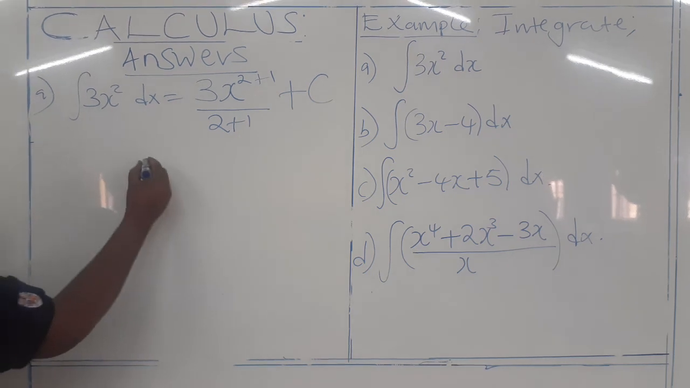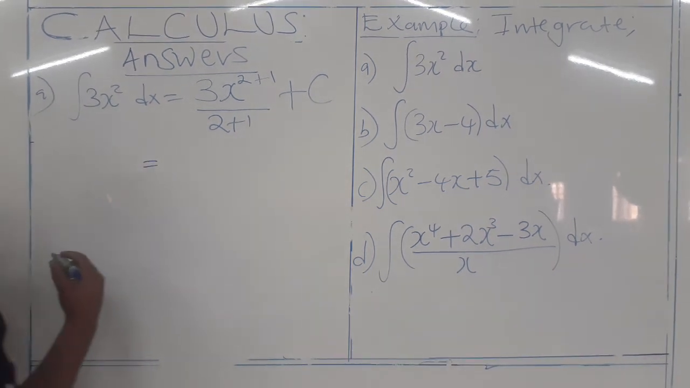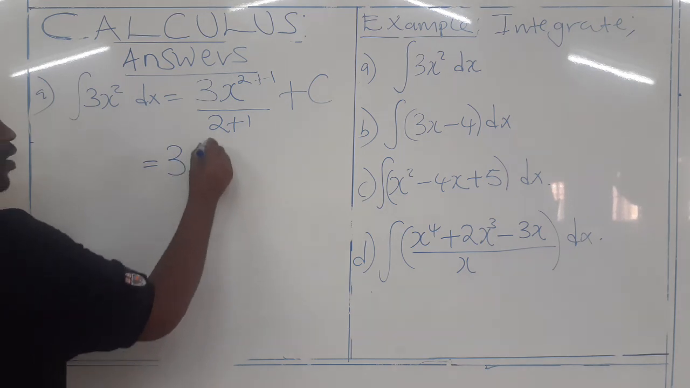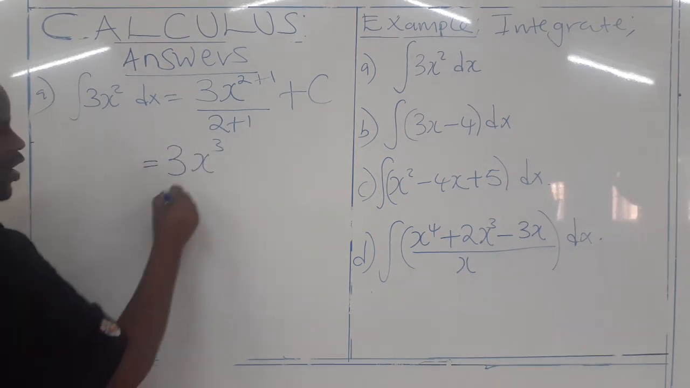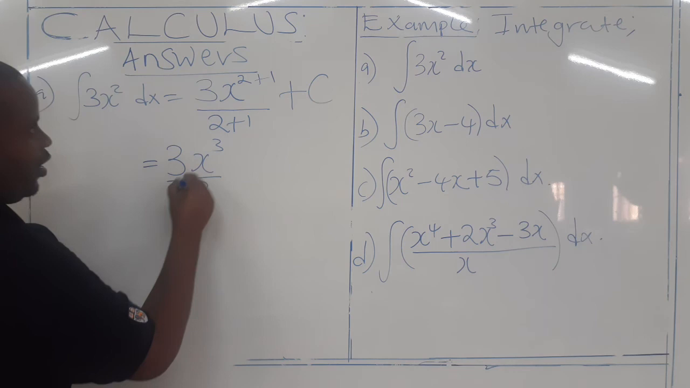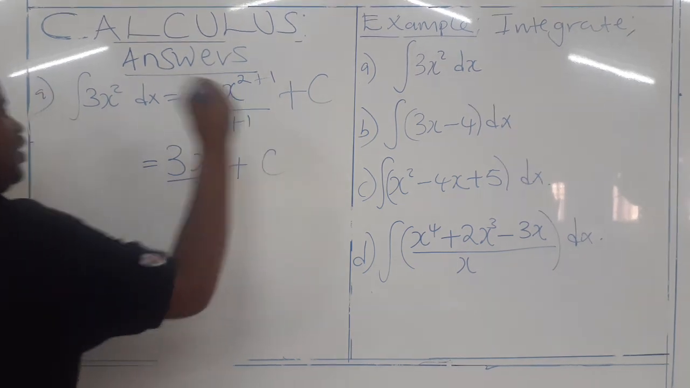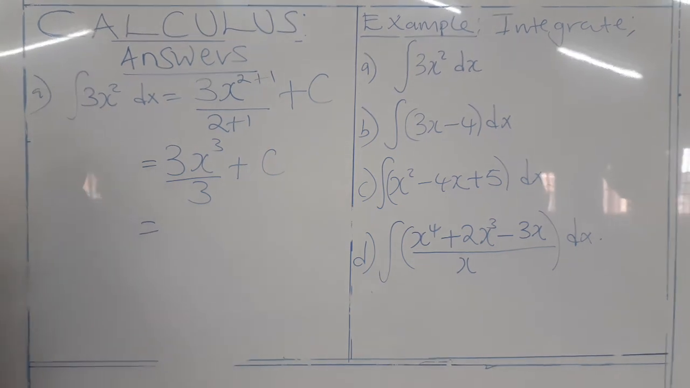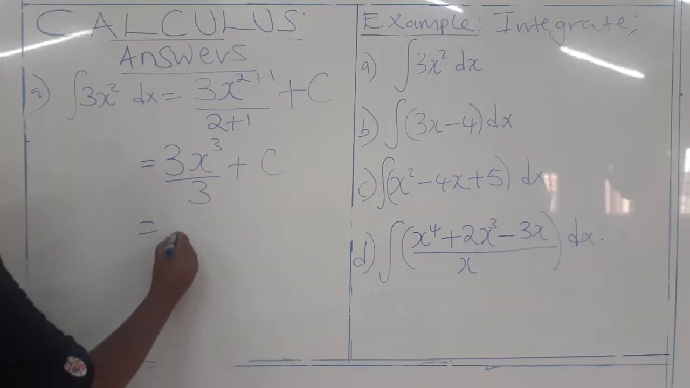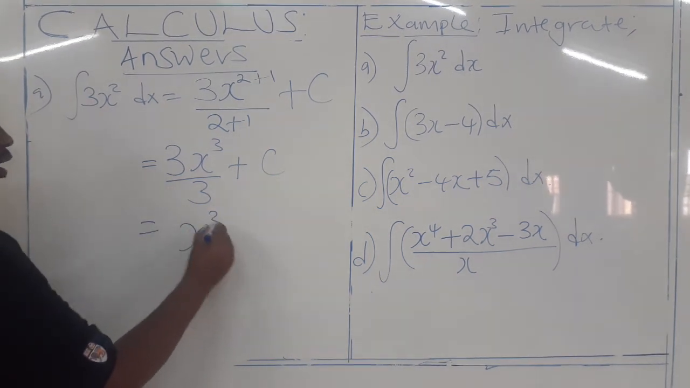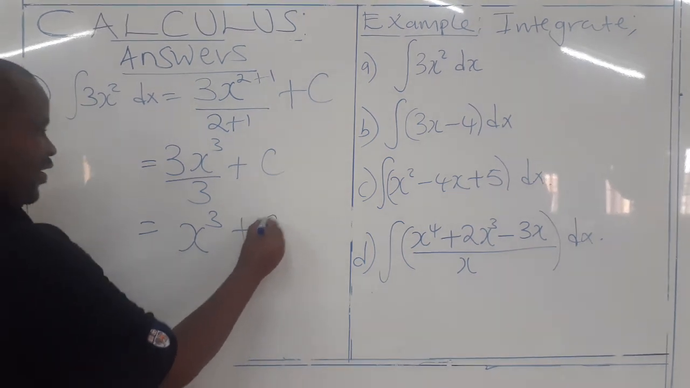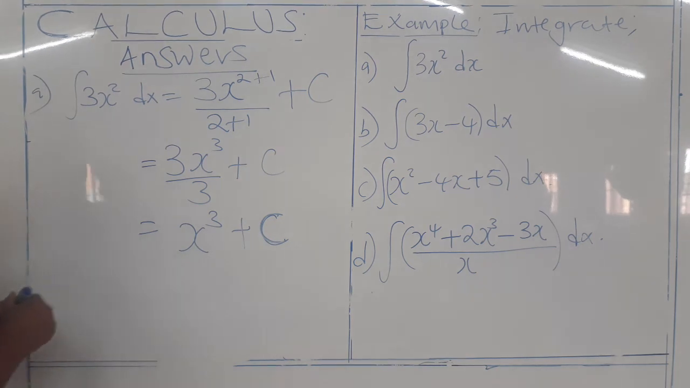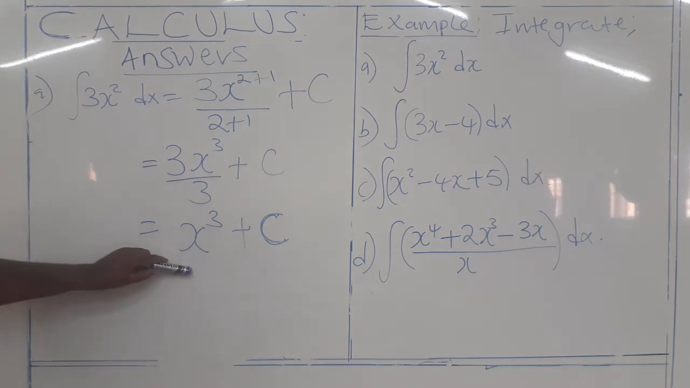So this means that our answer will be 3x to the power 3 divided by 3 plus the arbitrary constant. Alright? And what does this mean? 3 and 3 would divide. So you're going to have x to the power 3 plus the arbitrary constant, which is a c. And that's your answer. Alright?